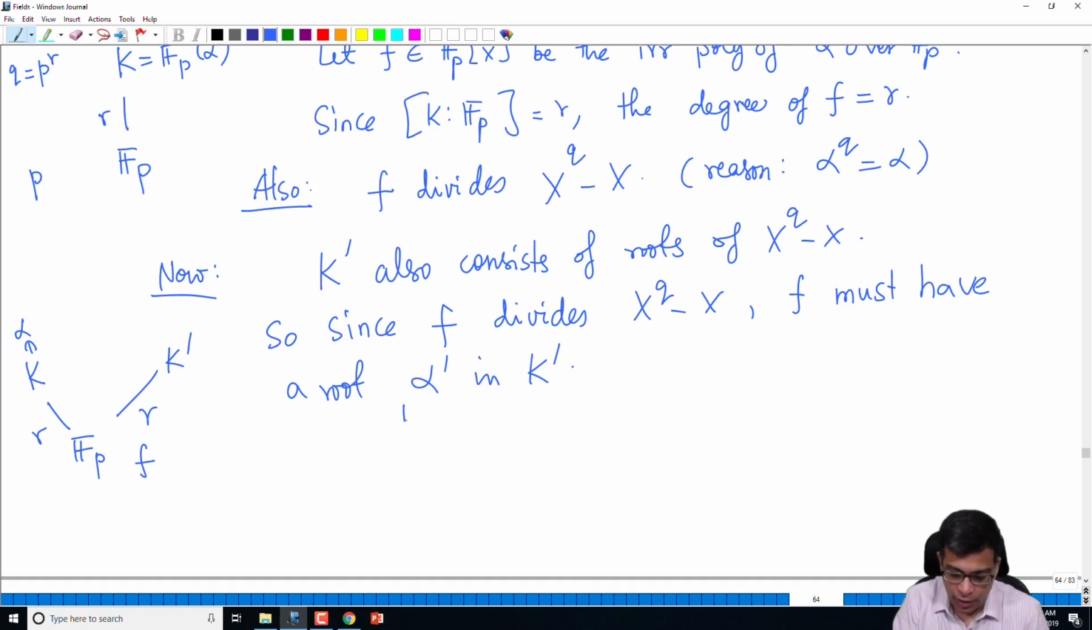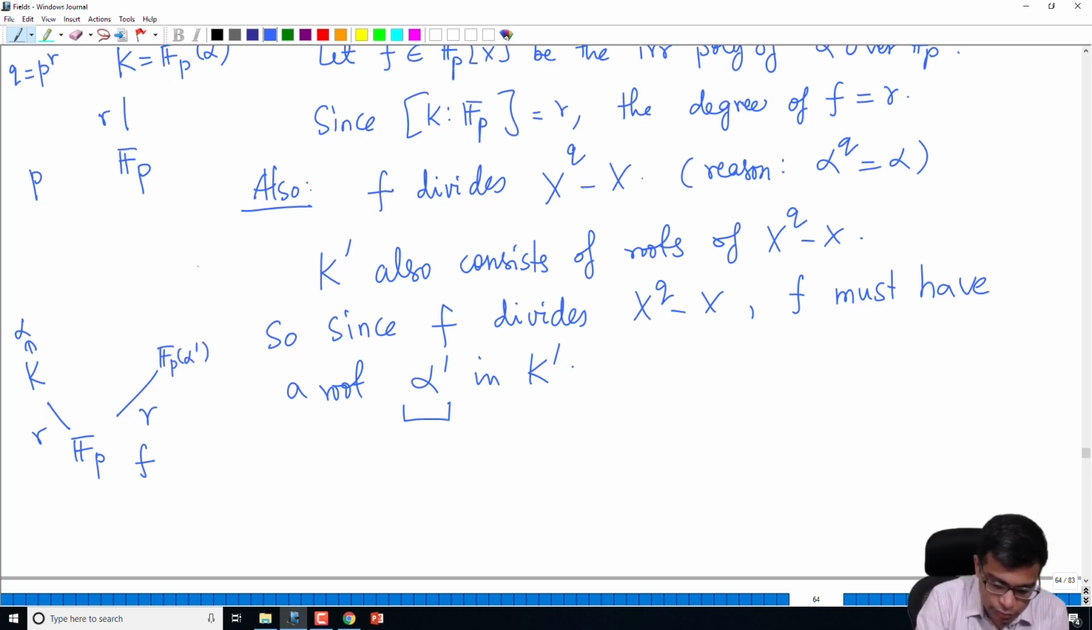I am calling that alpha prime. What you have to be careful about is you can't compare K and K prime. They can be very different. They are not contained in each other, or they are not contained in a bigger field. So you can't say alpha is in K prime. That will be incorrect. But we can say that f has a root alpha prime in K prime. Then I am going to squeeze in here Fp alpha prime, and I have K prime here.